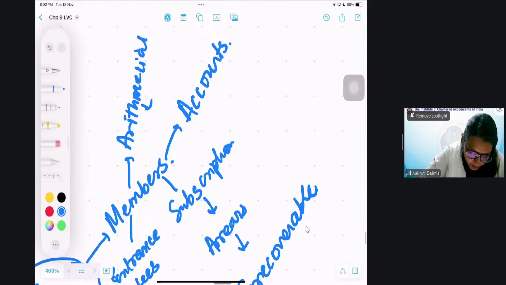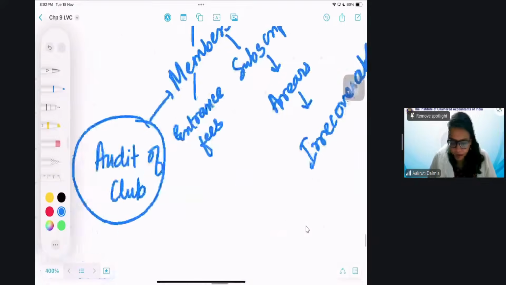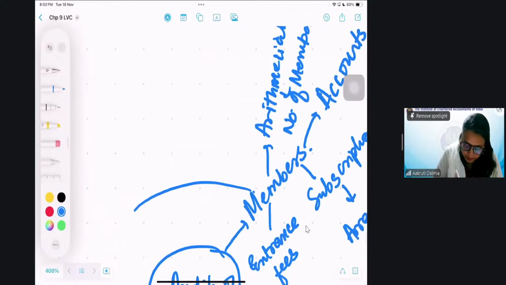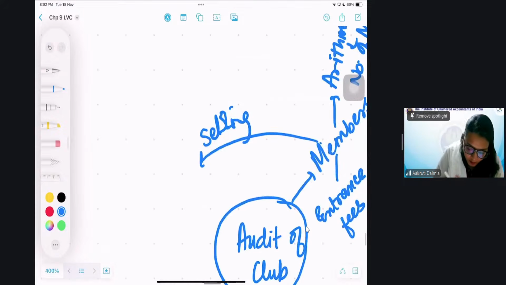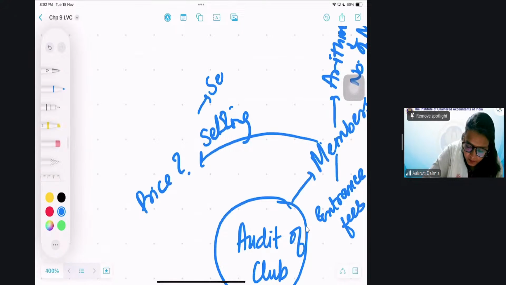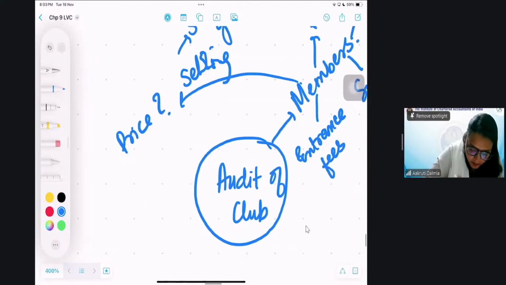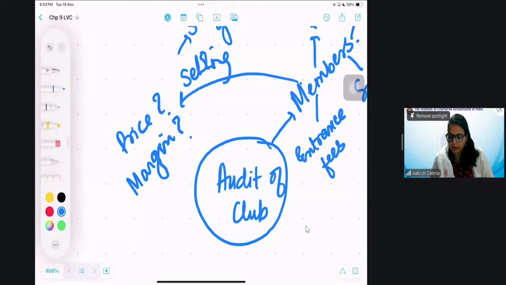Arithmetical accuracy means what am I checking? Number of members. The arithmetical accuracy is something, but what are we at the end of the day checking? We're checking the number of members. To these members, we are selling things. So what are we selling to them? We are selling them services. We are selling them goods, food, cigar, wine. So what pricing are we keeping? How much margin are we earning when we are doing that?